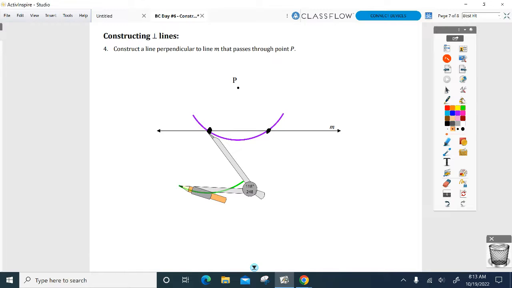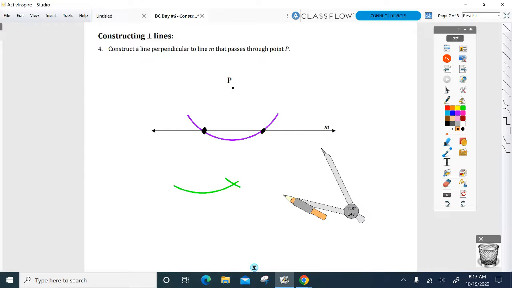Go over to the other point of intersection and make those 2 intersect each other. And if they don't intersect, you might have to go back and make the first one longer. Yep, grab your straight edges.